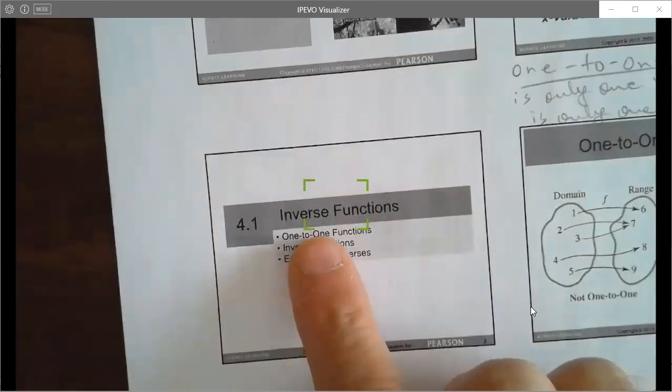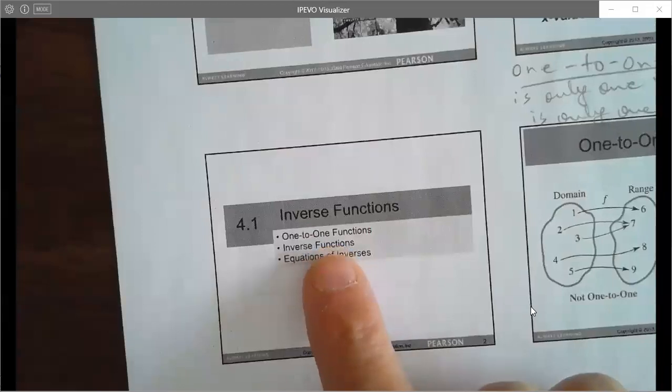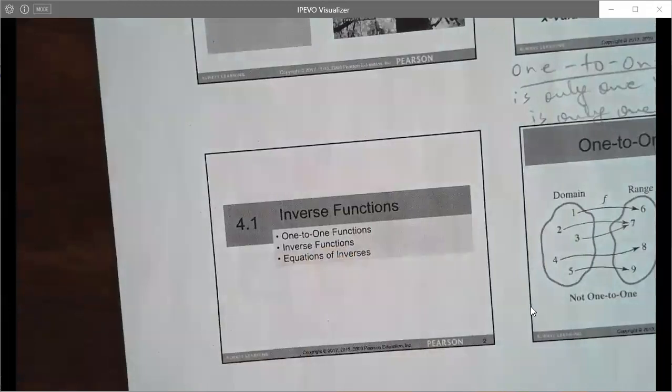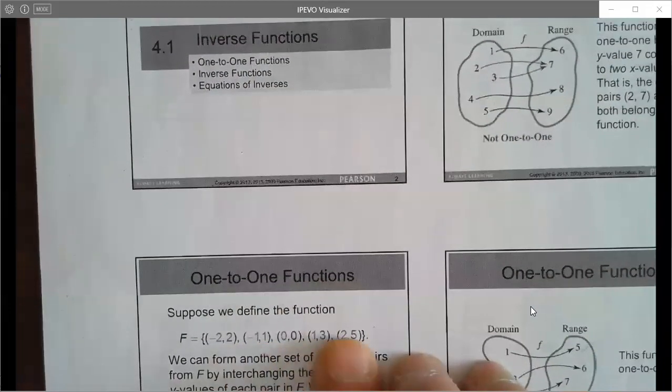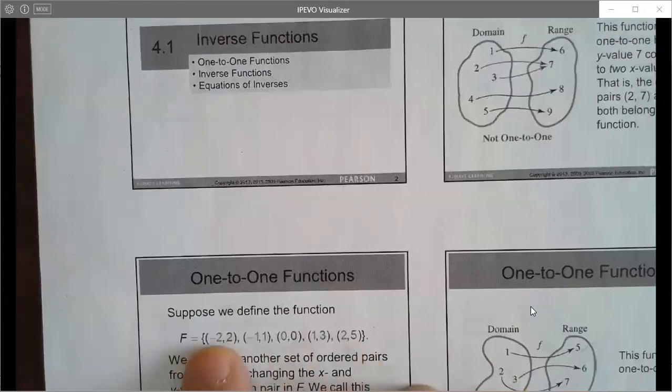Here's 4.1 inverse functions. We're going to look at one-to-one functions, inverse functions, and equations of inverse functions. Okay, here we have a set of ordered pairs. So this is negative 2, 2, negative 1, 1, 0, 0, 1, 3, and 2, 5.